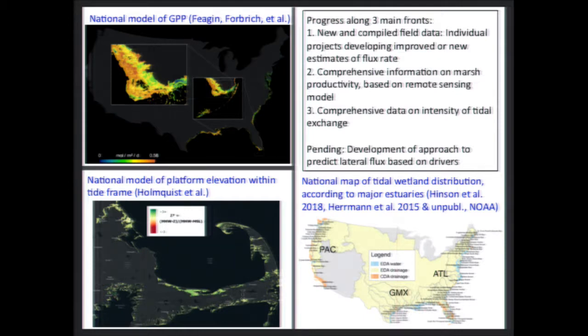We're moving forward on that. We have comprehensive information developing on marsh productivity based on a remote sensing model that's being led by Rusty Fegan and Inka Forbrish. And we have comprehensive data now on intensity of tidal exchange based on an effort by James Holmquist et al., in which they're quantifying marsh platform elevation within the tide frame. And so those fluxes will then all be related to amount of wetland coverage in each of the main estuaries in the United States to produce a map of flux.